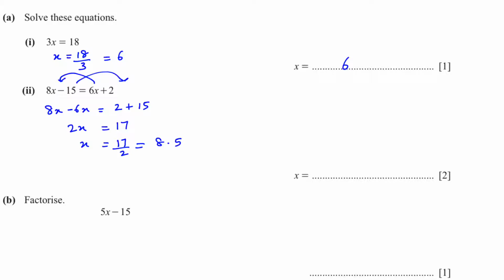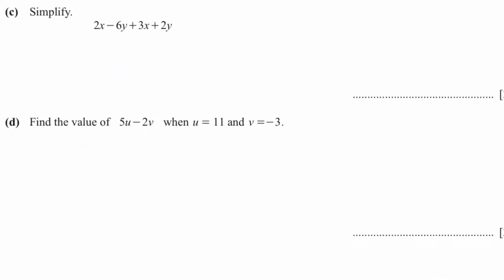Part B, factorize. Factorize means what is common we have to bring out. 5 times 1 is 5 and 5 times 3 is 15. What is common here? 5. So that is what we'll bring out. What is remaining, we'll put it in a bracket. Simplify. Simplify means we add the like terms together. We have 2x plus 3x. That will give us 5x. Negative 6y plus 2y. So negative 6 plus 2 will be negative 4y.